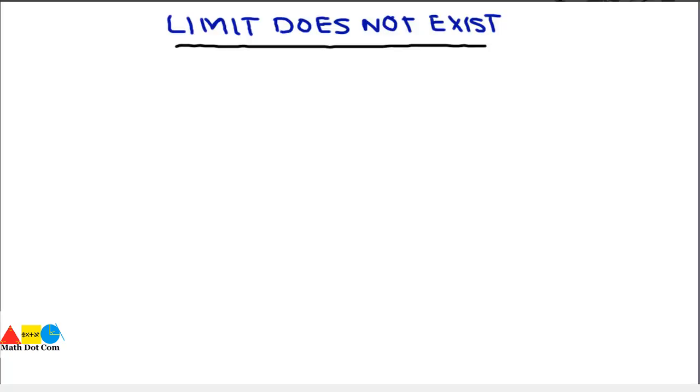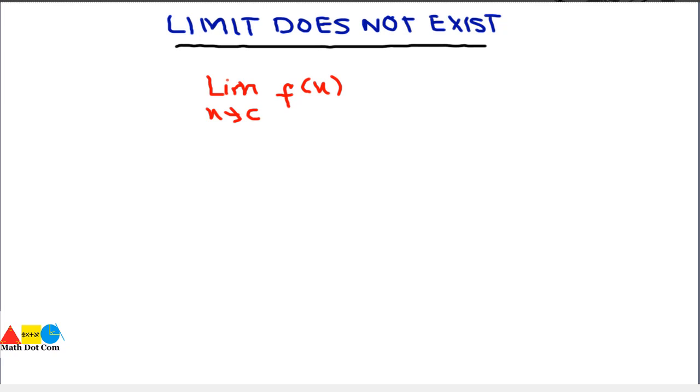In our previous lectures, while evaluating a limit, we came across the situation that the limit does not exist. When do we come across such a situation, and how do we know that the limit of a function does not exist? As we know, limit of x approaches c, f of x is the notation of a limit of a function.